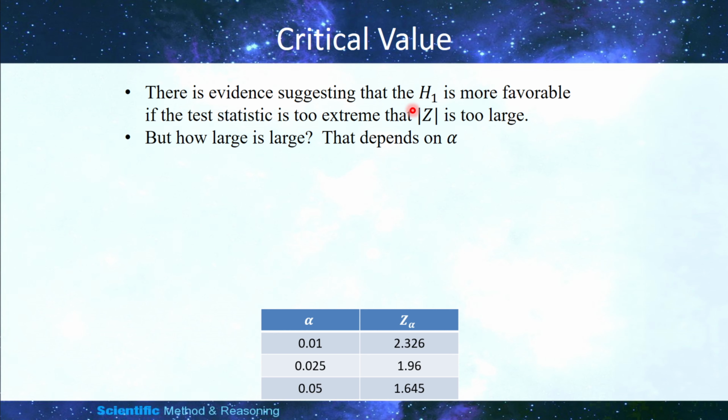Too extreme means large negative or large positive. Large negative, if we take the absolute value, is also large. Large positive, if we take the absolute value, is also large. So we consider the large absolute value of the standardized statistic.